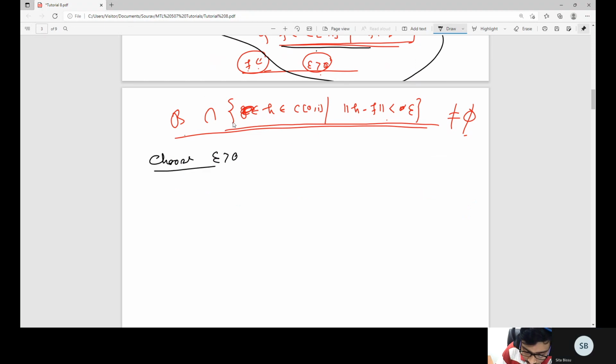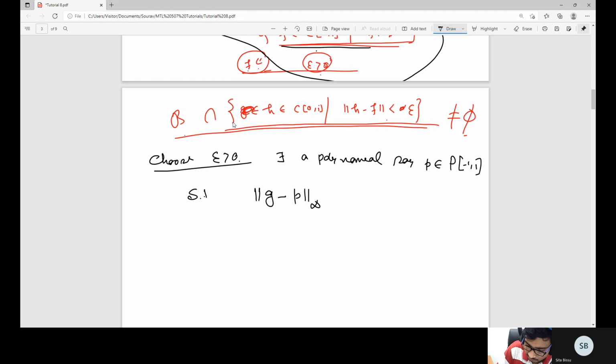So now choose epsilon greater than 0. Then for this epsilon there exists a polynomial, say P belongs to P[-1,1], such that the infinity norm of g minus P is less than epsilon. Fine. Now see, P is a polynomial, right? So P can be expressed as P(x) equals a0 plus a1x plus up to plus an x to the power n, right?